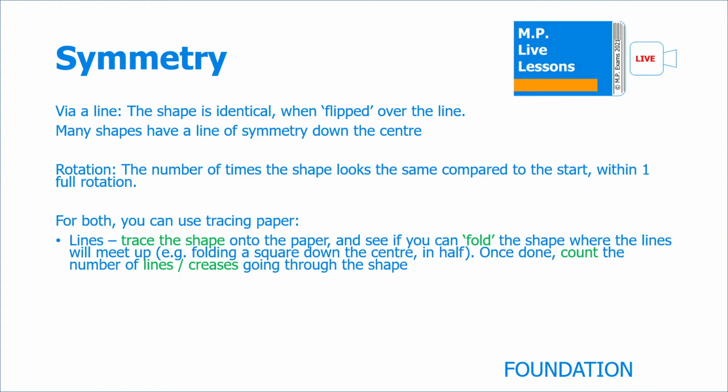Now for rotate, for example, with a square, you'd expect one down the middle, another across like this, and another 2 going diagonally. So that's 4 lines of symmetry.